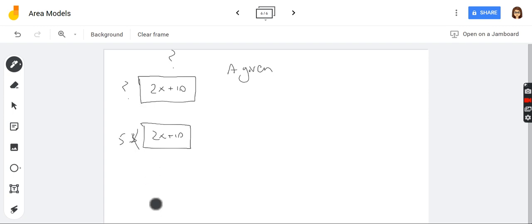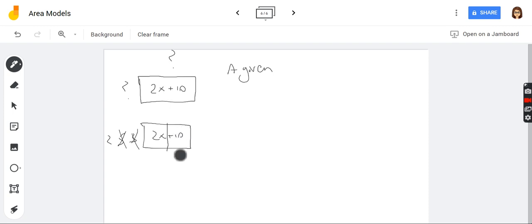Could it be a 5? Well, same problem. 5 times something would give me 10, but it can't give me a 2x. So what could it be? A 2 would work. A 2 times something could give me 2x, and also a 2 times something could give me a 10.